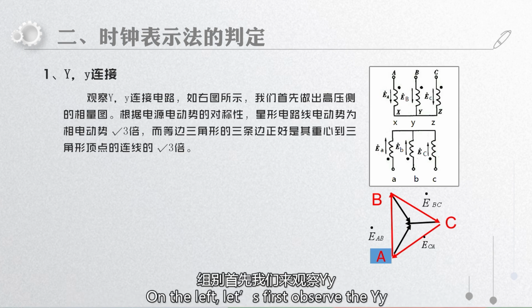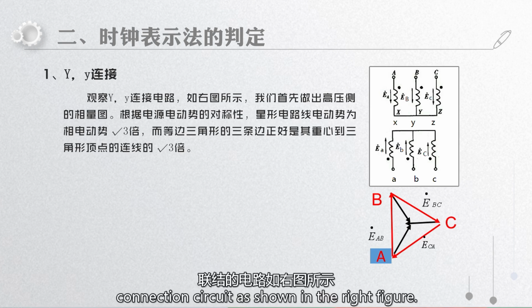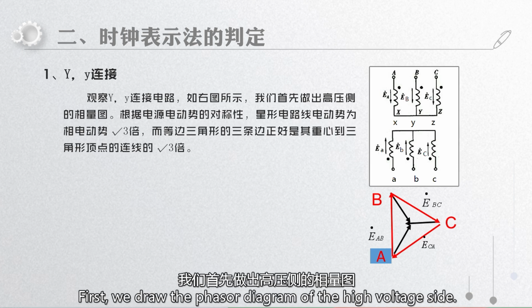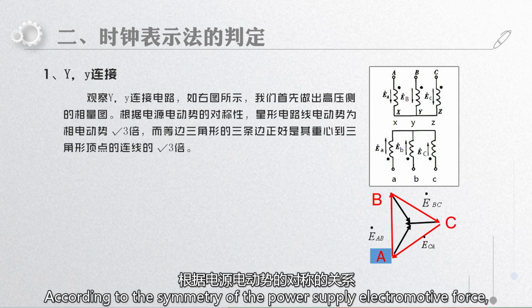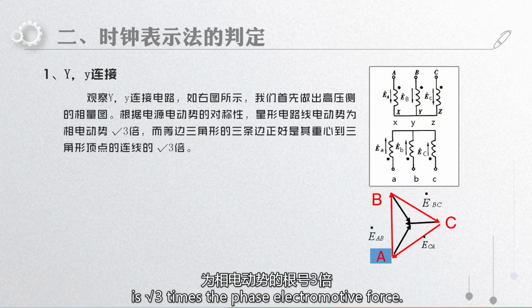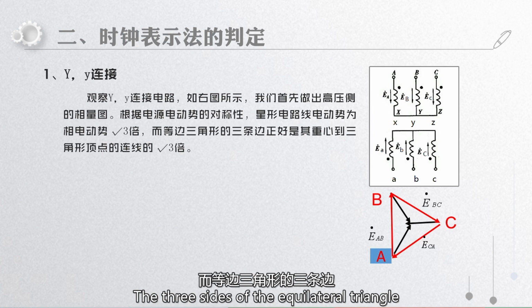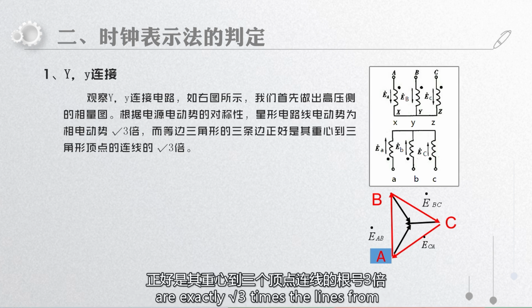On the left, let's first observe the Y-Y connection circuit as shown in the right figure. First, we draw the phasor diagram of the high voltage side. According to the symmetry of the power supply electromotive force, the line electromotive force in the star connection circuit is √3 times the phase electromotive force. The three sides of the equilateral triangle are exactly √3 times the lines from the centroid to the three vertices.